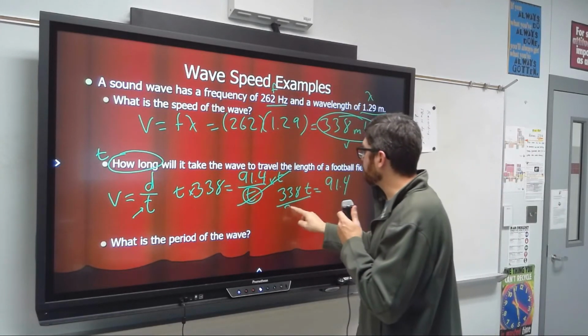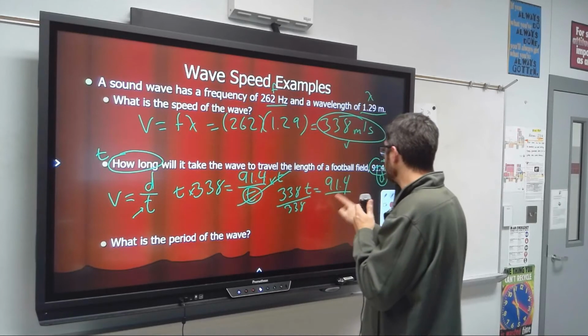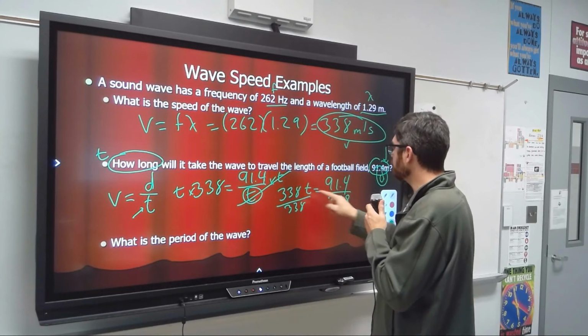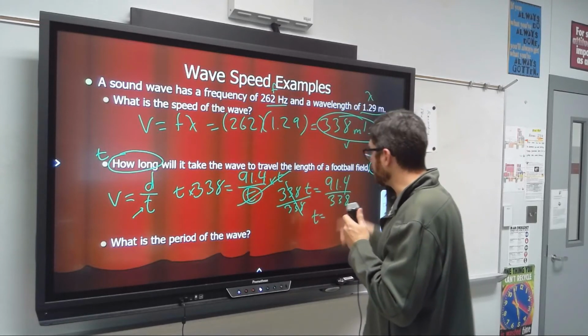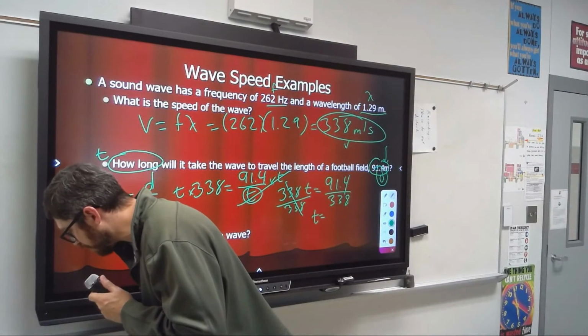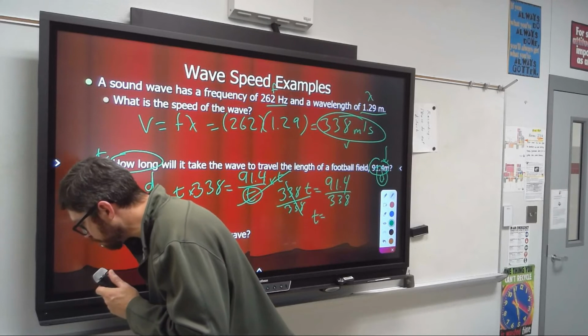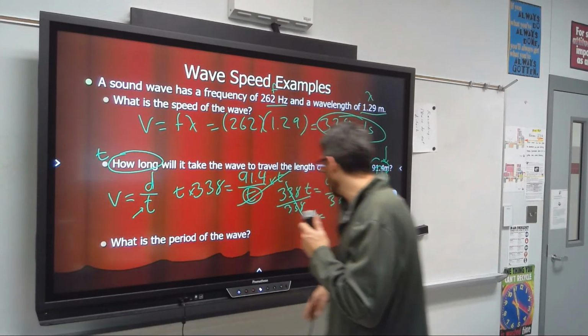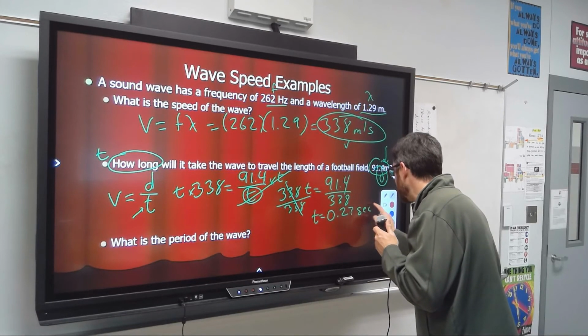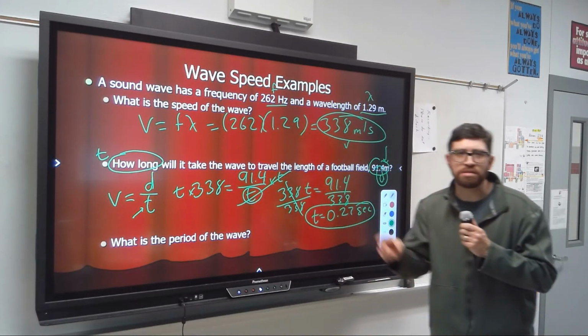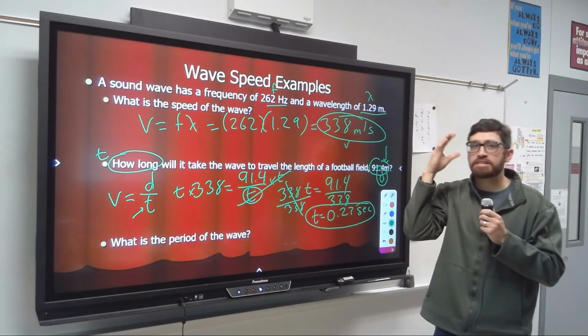We're going to divide by 338 on both sides. Gets rid of it over here. 91.4 divided by 338, 0.27. And that, if you think about it, should make sense to you. It takes about 1/3 of a second for that sound to reach.